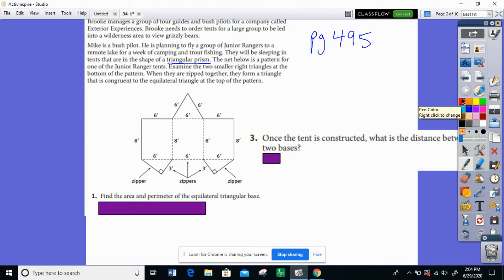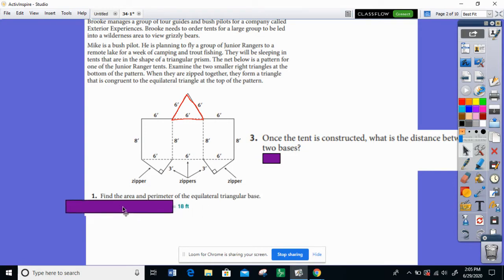Examine the two smaller right triangles at the bottom of the pattern. When they are zipped together, they form a triangle that is congruent to the equilateral triangle at the top of the pattern. So the first thing they want us to do is find the area and perimeter of the equilateral triangular base. So that is the area and perimeter for this equilateral triangle right here. So the perimeter is actually very, very easy. That's simply 6 feet plus 6 feet plus 6 feet. So that's a total of 18 feet.